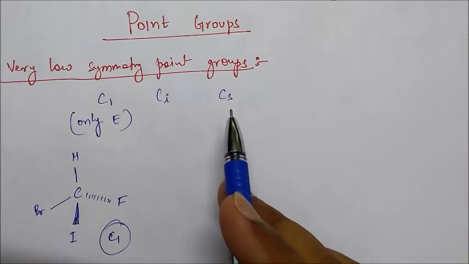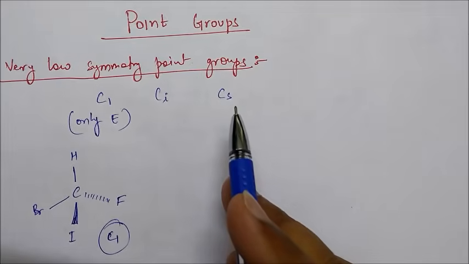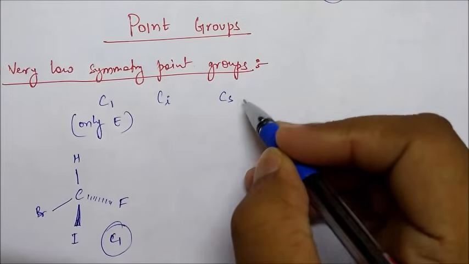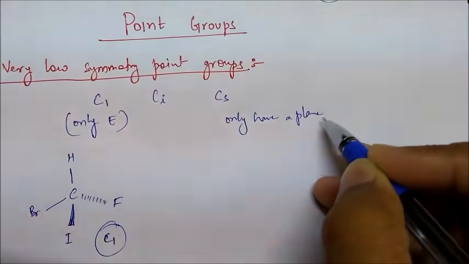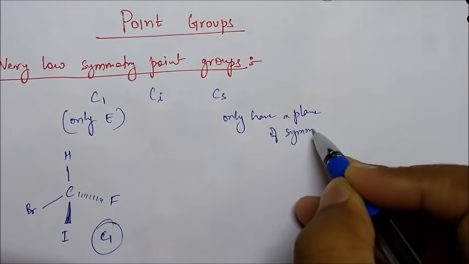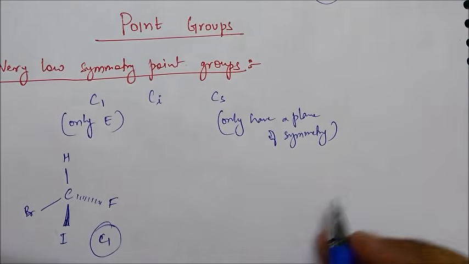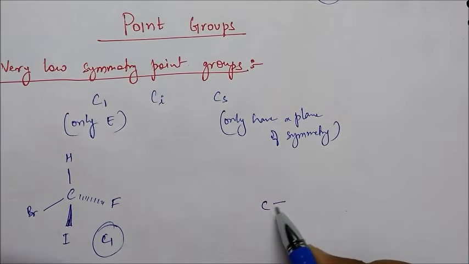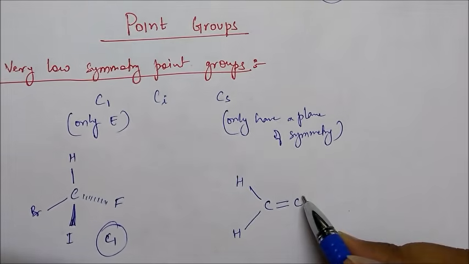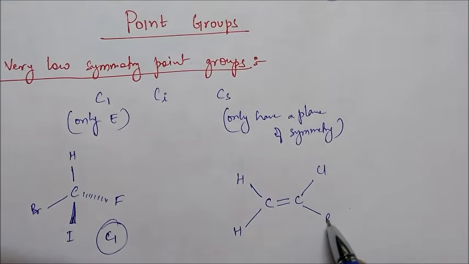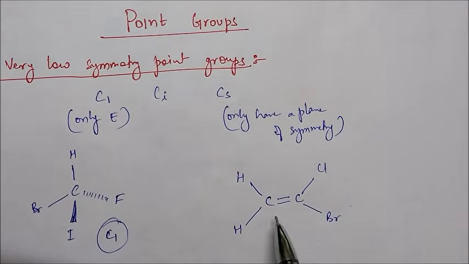So what is Cs? Cs is the point group corresponding to molecules which only have a plane of symmetry. These types of molecules have only a plane of symmetry. Let's take an example. If I have a molecule like this, this molecule only has a plane.